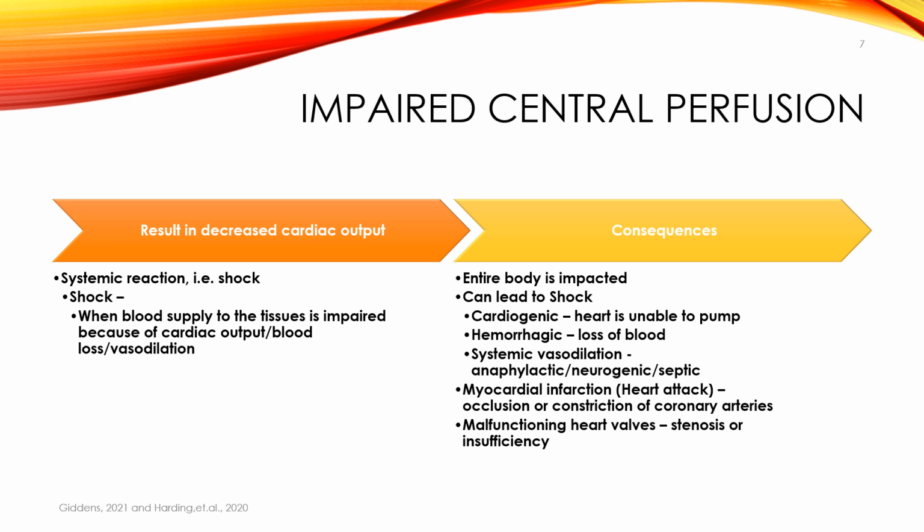And then another thing that can impact that is if we have a myocardial infarction, which is the fancy medical term we use for heart attack. So if I have an occlusion or a narrowing of those coronary arteries, I can end up with a heart attack that can impact central perfusion. And then the other thing to think about, the other structures are the heart valves. So if I have either stenosis or insufficiency with those heart valves, then I can also have an impact to my central perfusion.